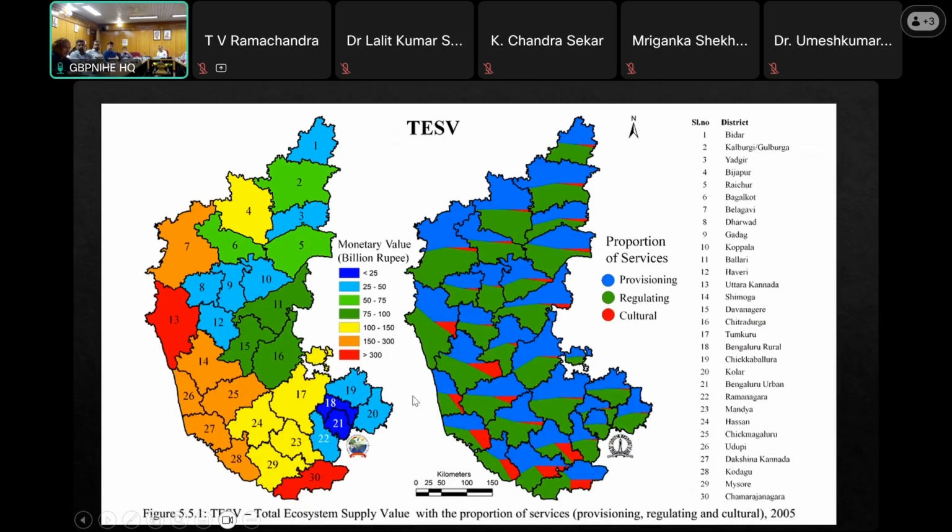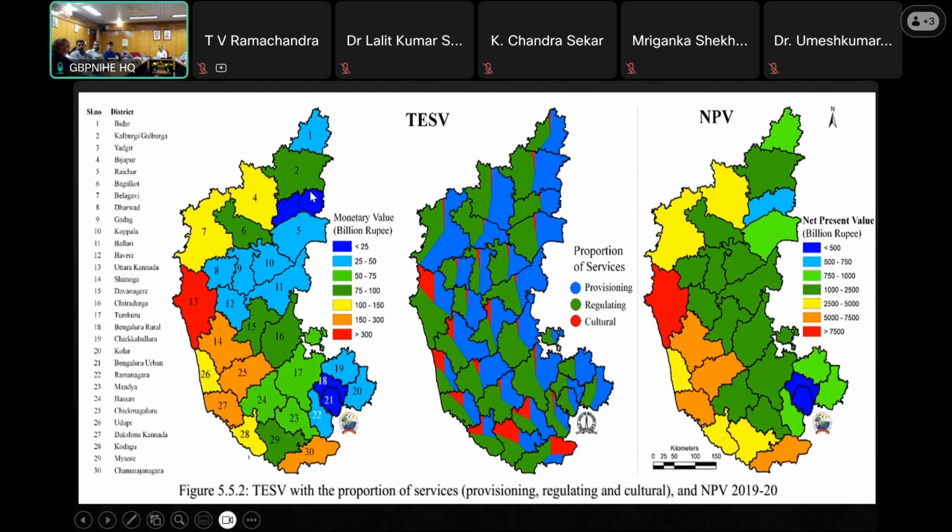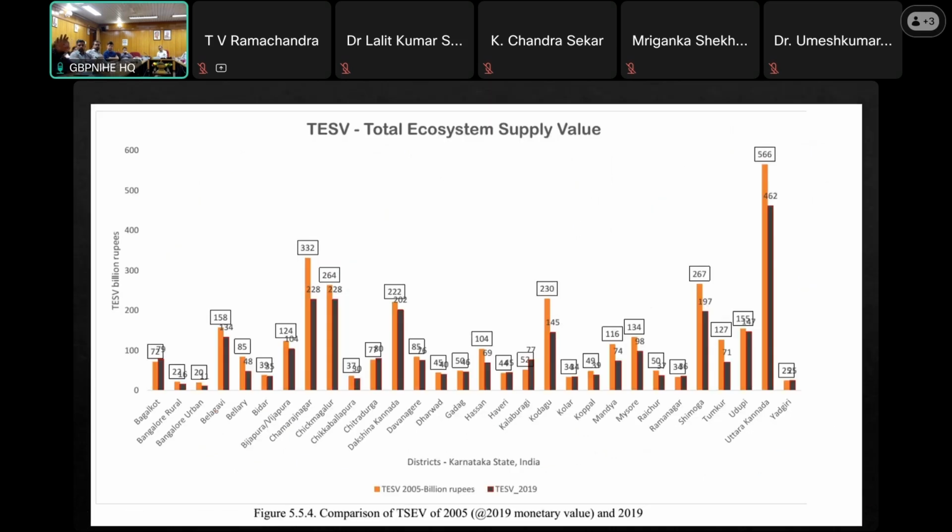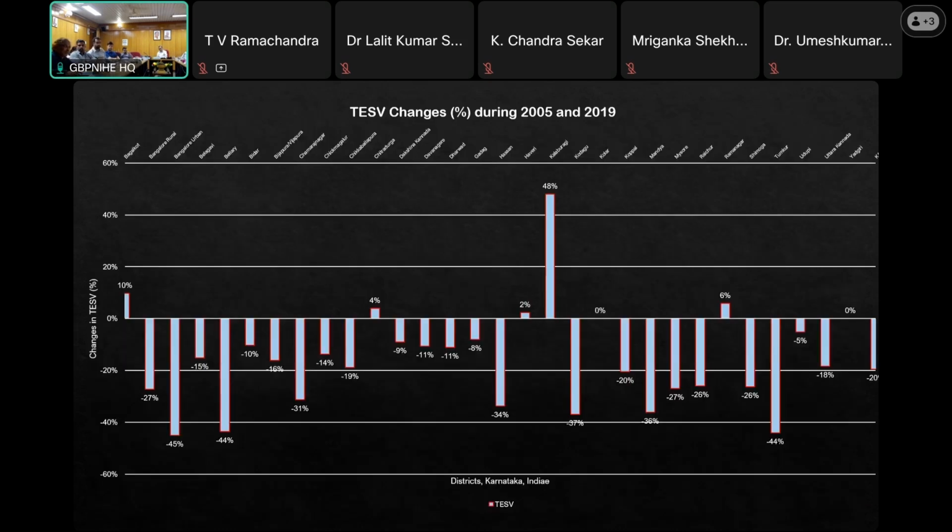Then this gives the TSV for this terrestrial ecosystem and the NPV of the ecosystem. So now this gives the district-wise values. Since we have done the district-wise analysis, you will also know how the TSV has changed between the two time periods. The temporal changes will give an idea whether the management is appropriate or not, and this gives the changes.